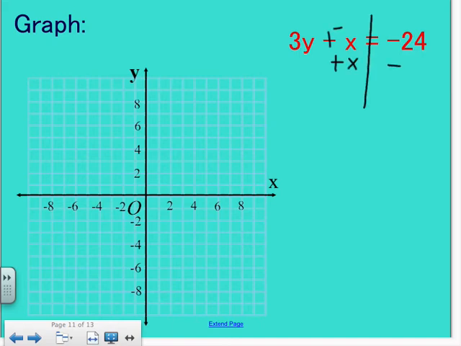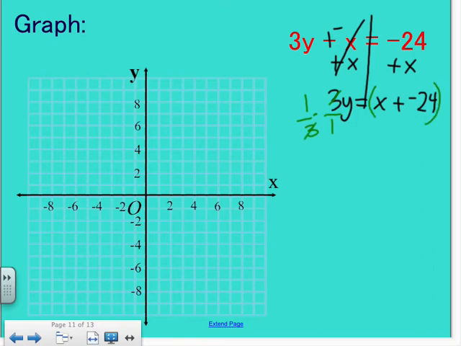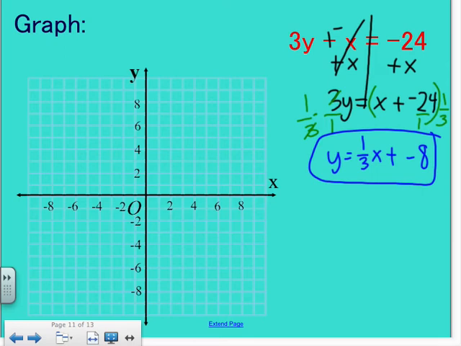All right, so solving for y. So first I need to add x to both sides to get rid of it. So I have 3y equals x plus negative 24. Then I need to get rid of the 3. So I do the reciprocal. And I remember I multiply by both things over here. So that ends up being y equals, so it's a third x, because it's just a third times x, plus negative 24 over 3 would simplify to negative 8. All right, so I solved for y. So that means my slope is 1/3, and my y-intercept is negative 8.